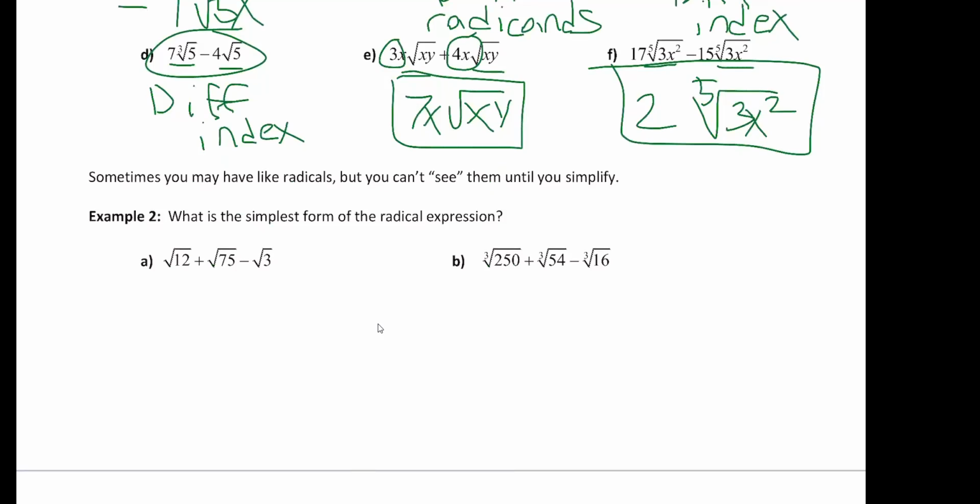But sometimes, and a lot of times actually, you might have something that is like radicals, but you can't see it until you simplify.